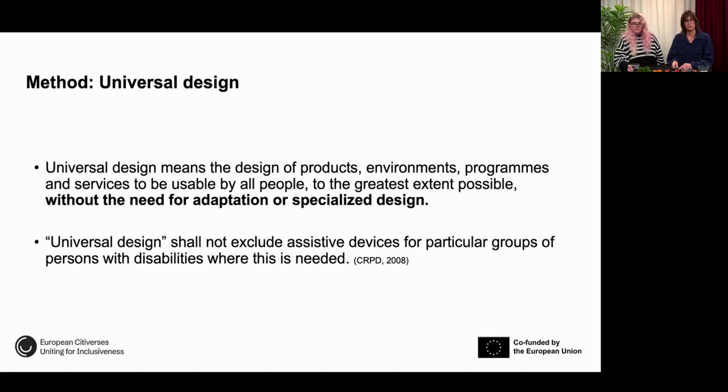However, universal design shall not exclude assistive devices for particular groups of persons with disabilities where this is needed. And this is just as important. When it's not possible, perhaps, to have some kind of assistive technology or device in the core solution, it shouldn't be neglected. It should be offered as an alternative way and a flexibility to use the service.